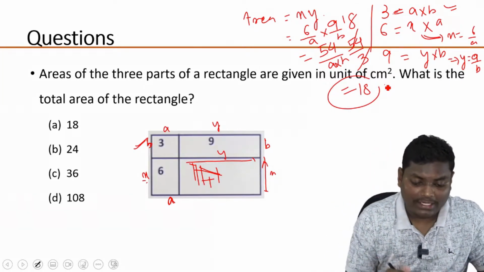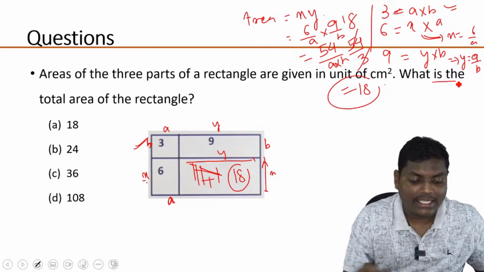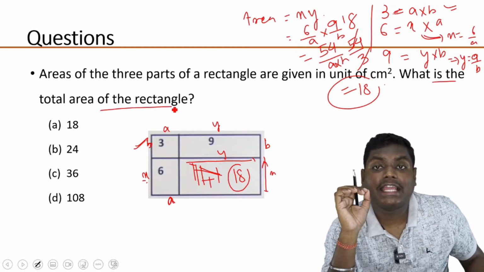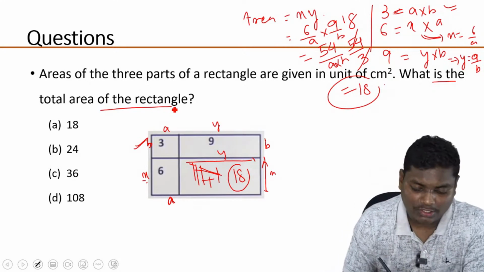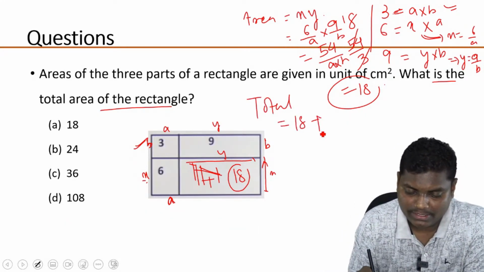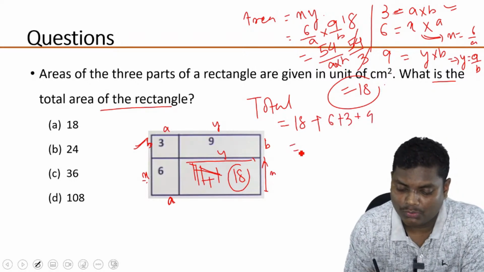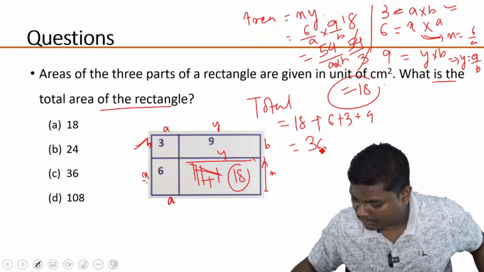But we have to find the total area of the rectangle, and we have found this area to be 18. So just add all of these. The total area of the rectangle will be 18 plus 6 plus 3 plus 9, so it will be equal to 36.